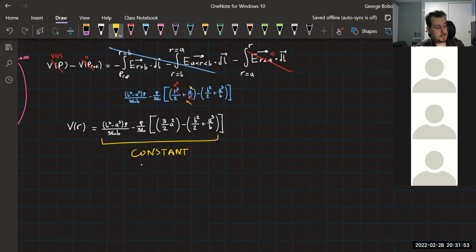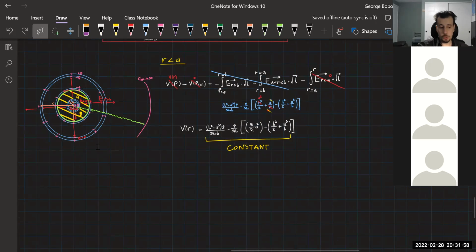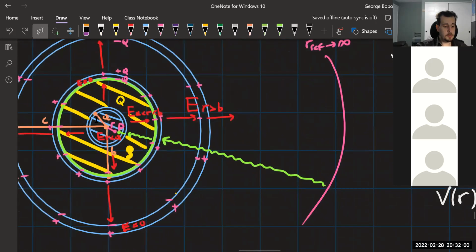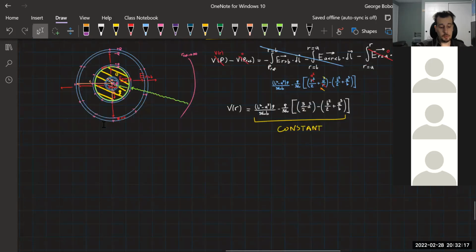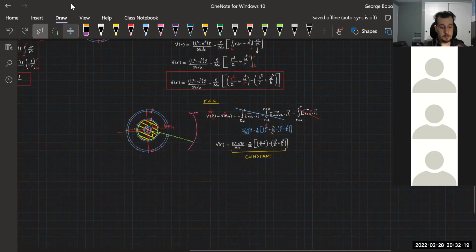No R dependency. So you can put that point wherever you want on the inside surface of the sphere, and the potential is the same everywhere because there's no electric field to be integrated. You move around in that sphere for free. And there you have it. You have all the potentials now everywhere.